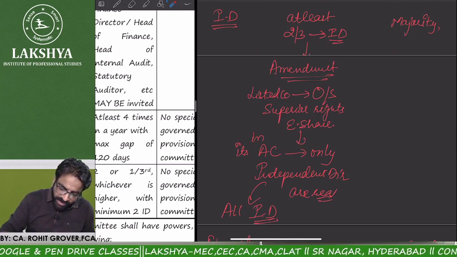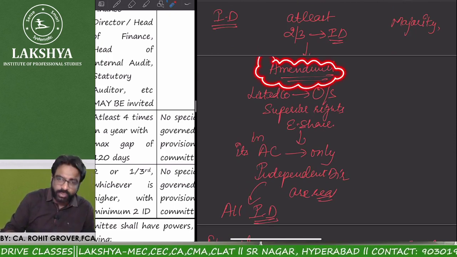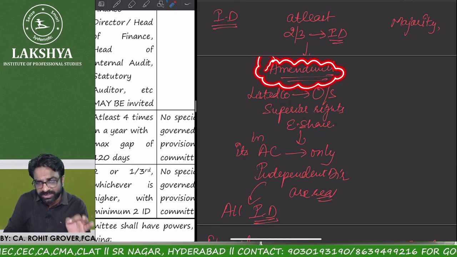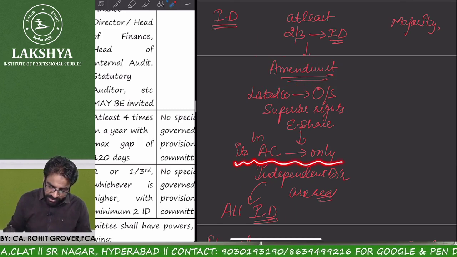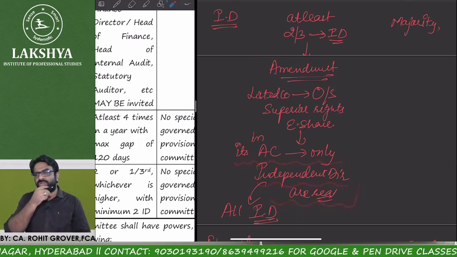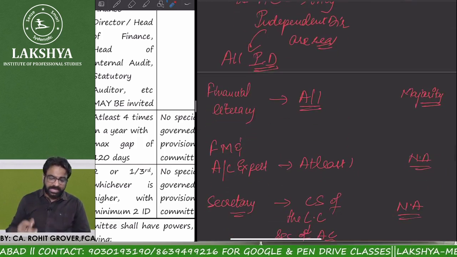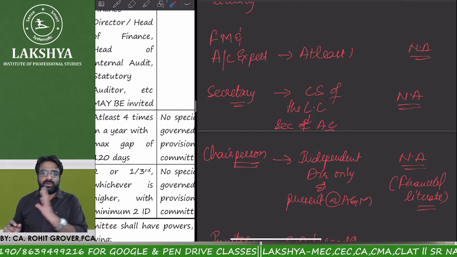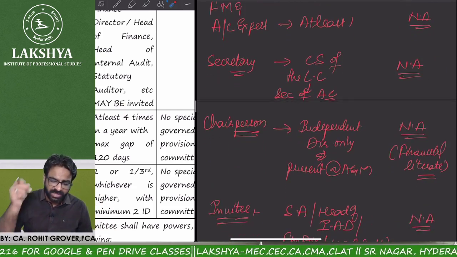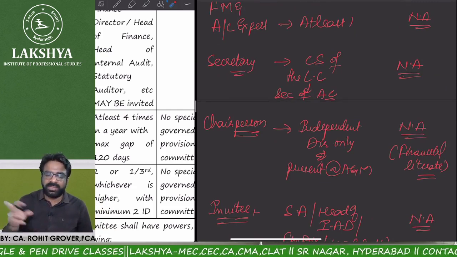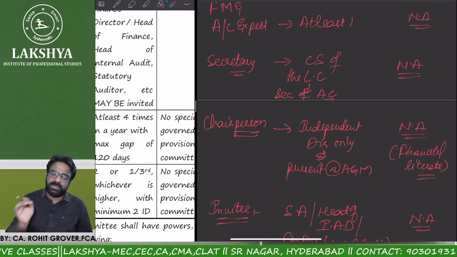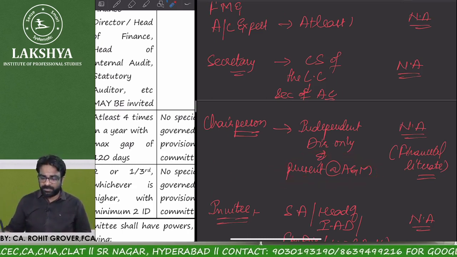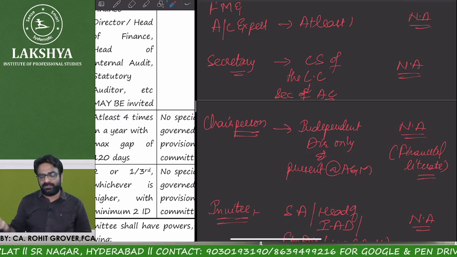And we also did a very important amendment relating to those listed companies which have outstanding superior rights equity shares. Correct, everyone? In its audit committee, all the directors should be independent. But there, what do we need? Majority. Here financial literacy, all. There majority. Here one should be a financial expert, but there not required. Here the company secretary will become the secretary of the audit committee. There not required. Who should be the chairperson? Only an independent director can be the chairperson, and he should be present in the AGM. But there, only financially literate is enough, that is fine.